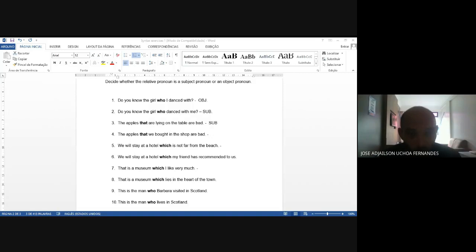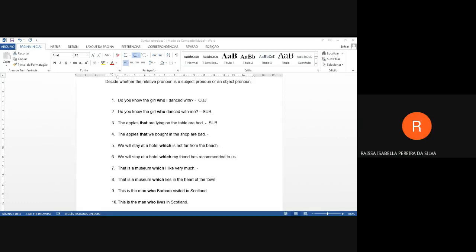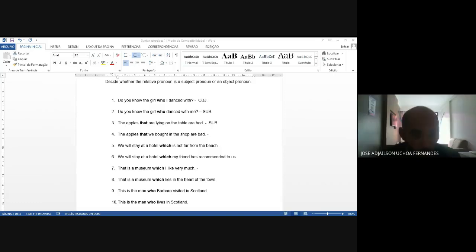Is this more subjective than objective? Can you see these two sentences, like these two clauses: the apples are bad, we bought the apples in the shop. The apples are bad. Which apples? The apples that we bought in the shop. Those we bought in the shop.